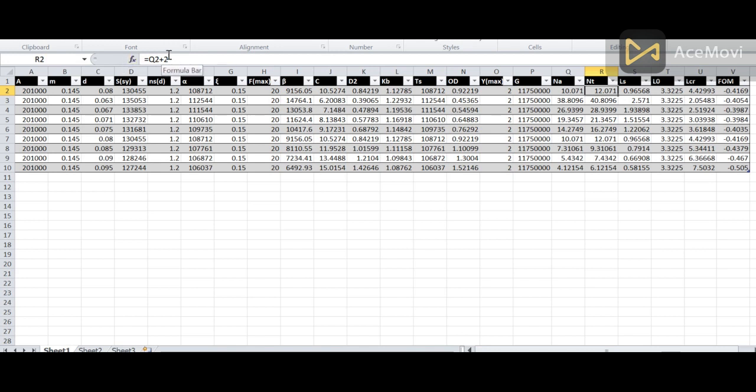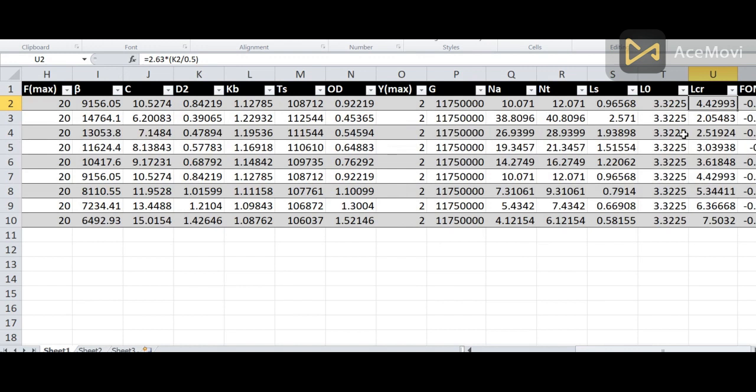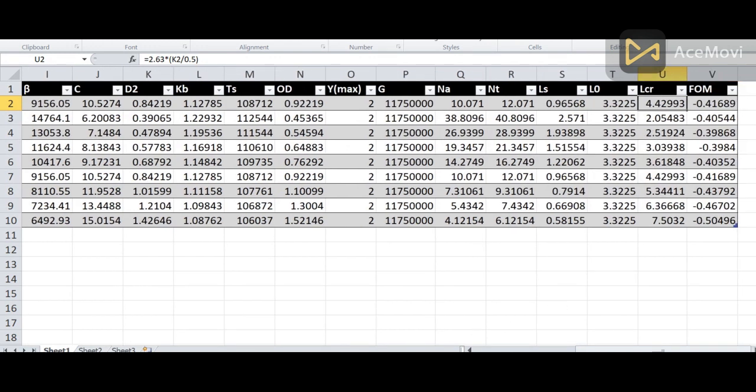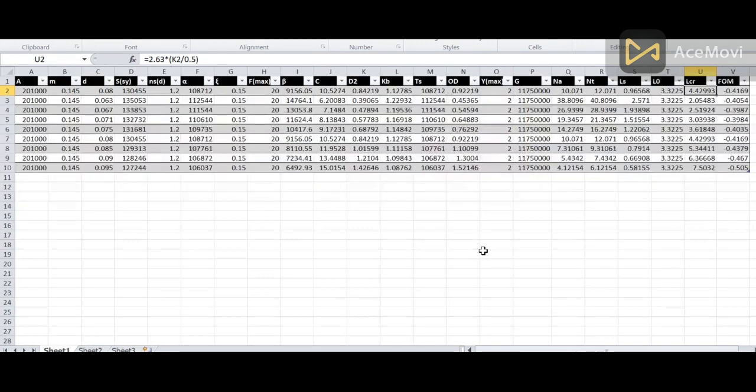The formula is not in the form of D or X or C or beta, it is in the form of cells, the given cells, column B2, B3. I will tell you in another video, you see the other video, you will find how to make a formula. LS, L naught, L critical, and FOM value, all the values are included. So all the values are here. This is actually how to do a mechanical spring selection.